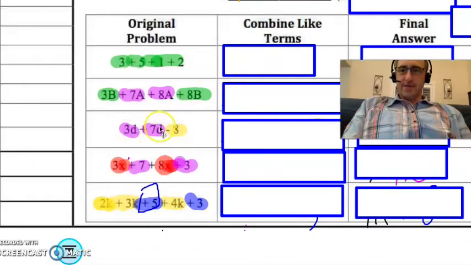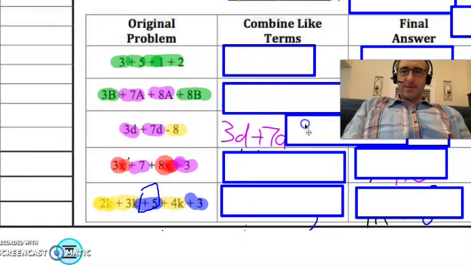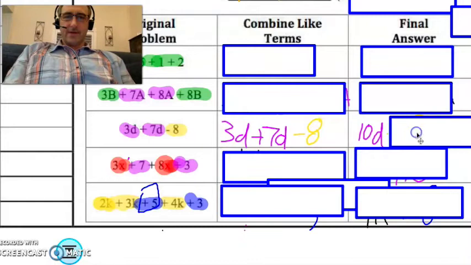Moving down, this third one, we have d's, which I made purple, including the symbol, and I have a -8. But that negative belongs to the 8 and needs to move with it. So when I regroup it, I get 3d plus 7d, and I get a -8. When I put those together, the 8 does not have a d and so cannot go with them. So I have 10d. Since the 8's a -8, I'm going to write it as -8.